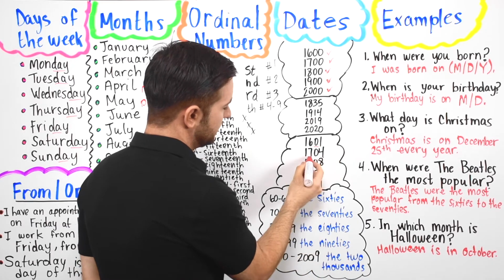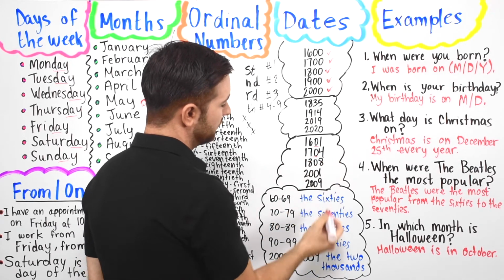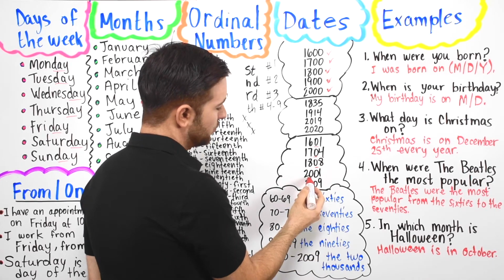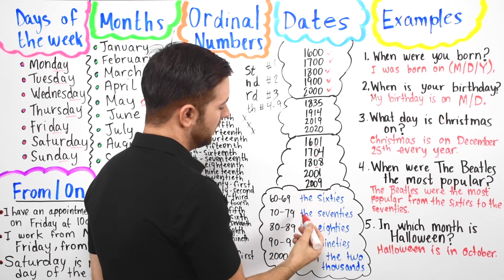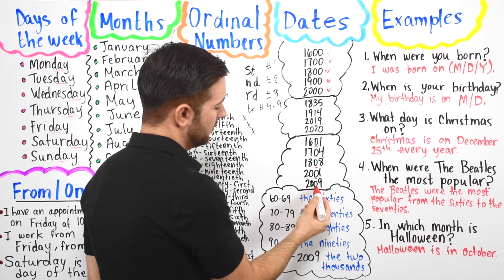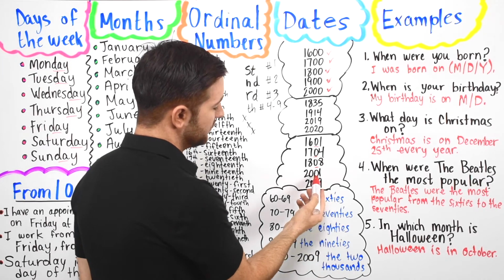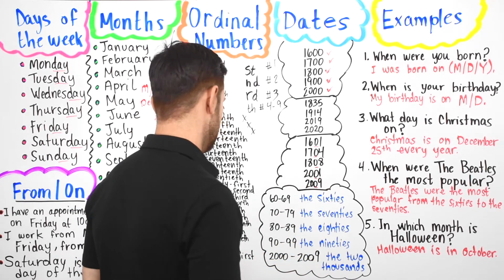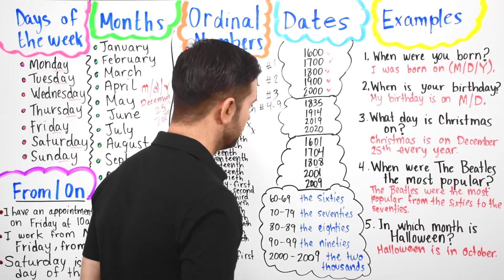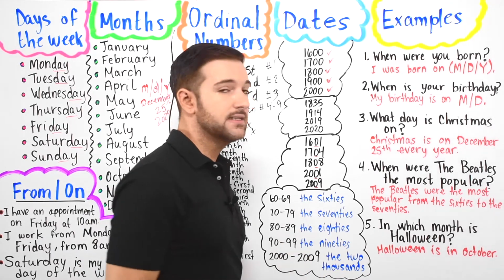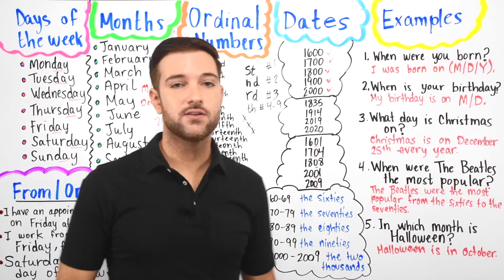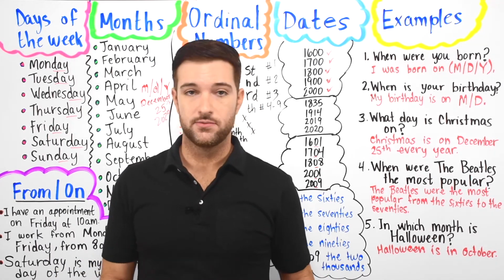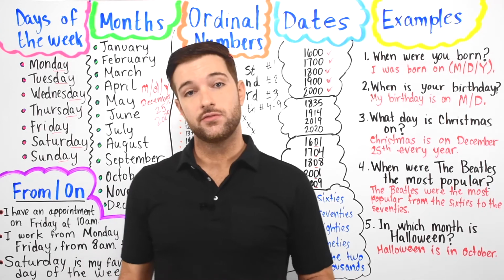1601, 1704, 1808, 2001, 2009. Remember, for these ones here, you could say 2001, 2009. Okay? 1601, 1704, 1808, 2001, or 2001, 2009.